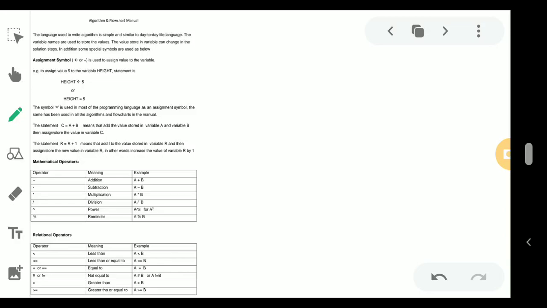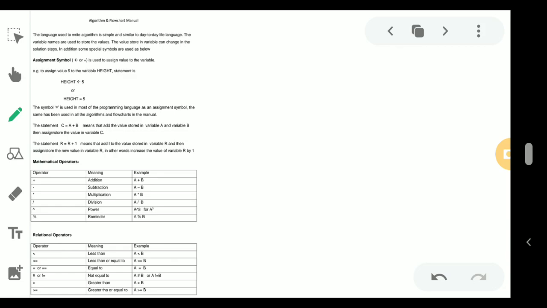So the concept of algorithm and the concept of a flow chart is, I hope, clear, and the symbols as well, it is clear. You have to learn the meaning of the symbols carefully, because while we are drawing this flow chart you have to remember what is the function of each particular symbol. Okay, so today we will learn about the different operators: assignment operators, relational operators, mathematical operators, and logical operators.